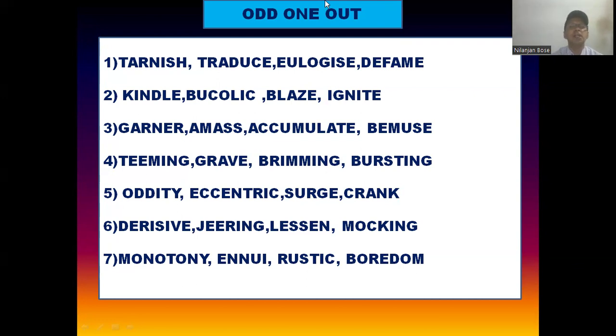Number 1: tarnish, traduce, eulogize, defame. Now, my dear students, tarnish, traduce, and defame all 3 words mean किसी को बदनाम करना, right? And one word, eulogize, means to praise somebody, to appreciate somebody. So in this particular question, the odd one is eulogize, of course, because the rest of the 3 words denote defaming someone. These 3 words are negative and eulogize is positive. So it should be the odd one and it should be out, right?